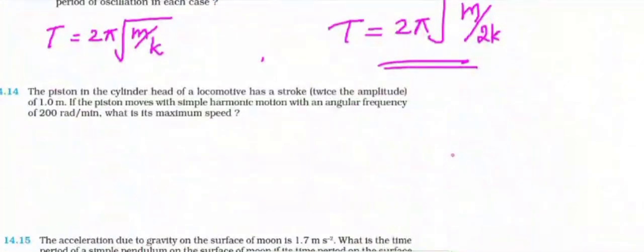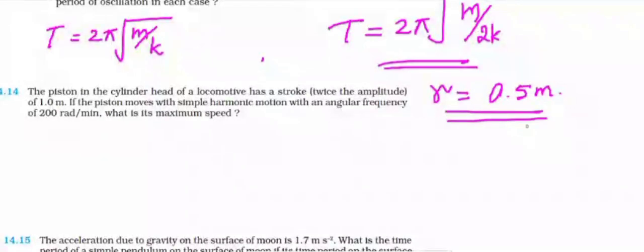Next, question 14. The piston in the cylinder head of a locomotive has a stroke. You have studied different strokes in engines. The stroke means 2r is equal to 1 meter, so the amplitude is equal to 0.5 meter. That is what is given in the question.